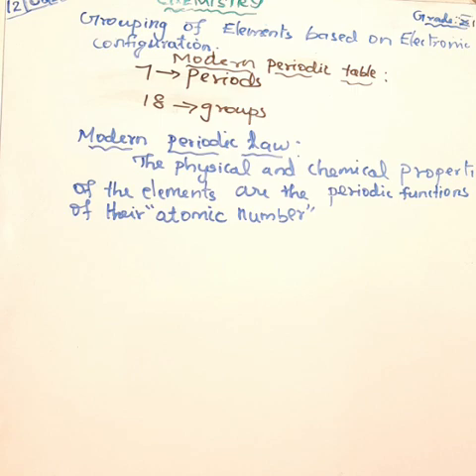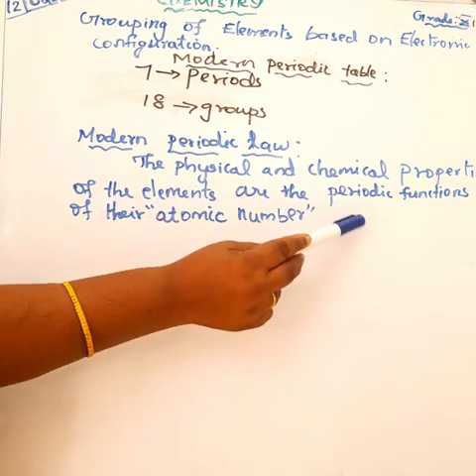According to Mendeleev's periodic table, the elements are arranged in increasing order of their atomic weight. But in the modern periodic table, the elements are arranged based on their atomic number. So the physical and chemical properties of the elements are periodic functions of their atomic number.